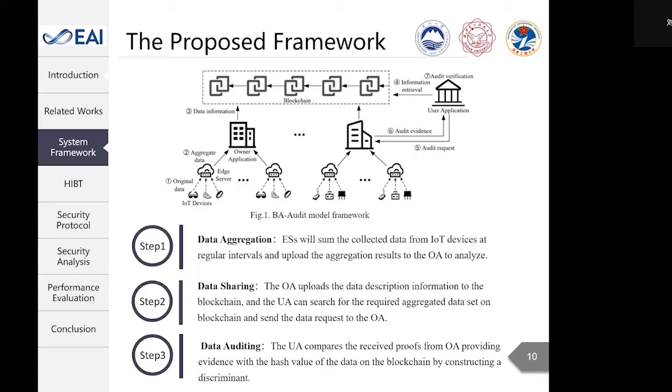The OA uploads the data description information to the blockchain, and the UA can search for the required aggregated data set on the blockchain and send the data request to the OA. The last is data auditing, which corresponds to steps 5, 6 and 7.